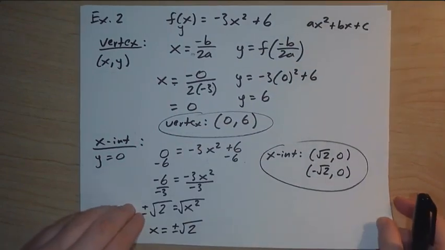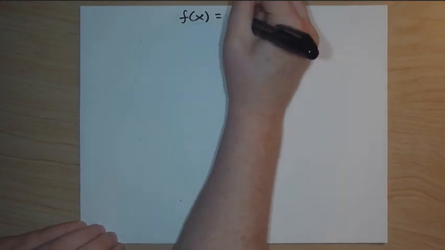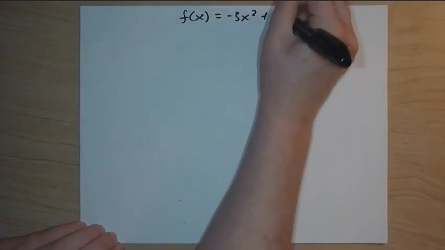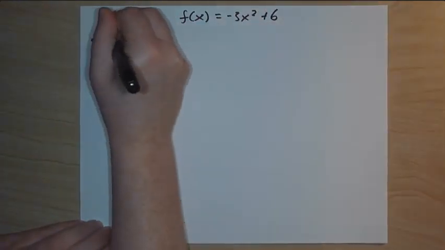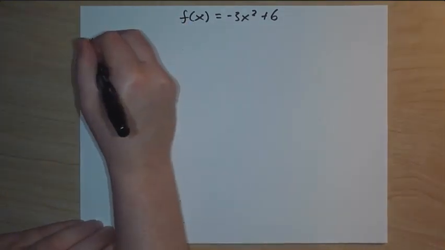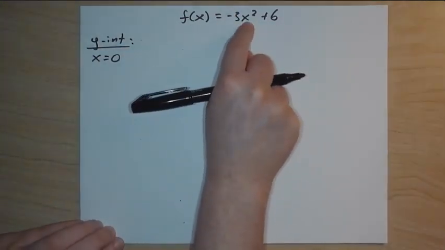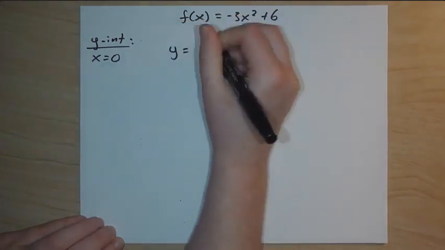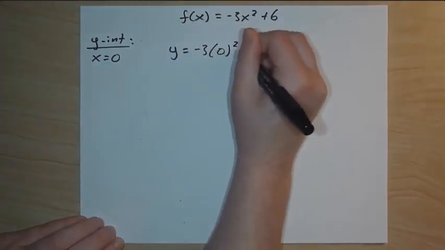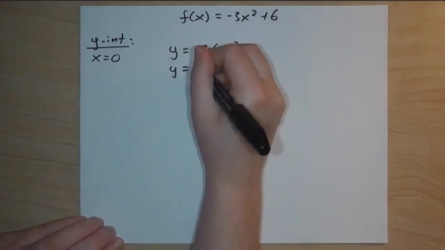Moving on, we want to find our y-intercept and our range. So just rewriting what our function is up here, f of x is equal to negative 3x squared plus 6. We want to find our y-intercept. The y-intercept is going to be when x is equal to 0. So we're going to plug in 0 into our x up here. So this is y is equal to negative 3 times 0 squared plus 6. 0 squared is 0. Negative 3 times 0 is 0. So our y is just positive 6.